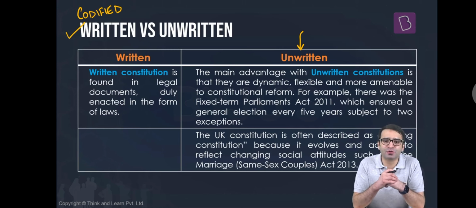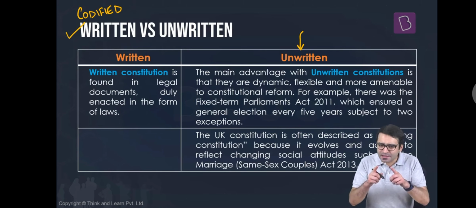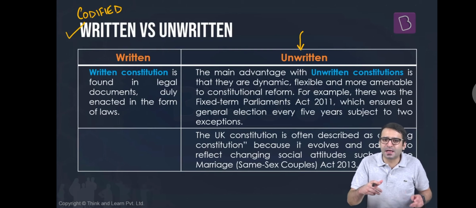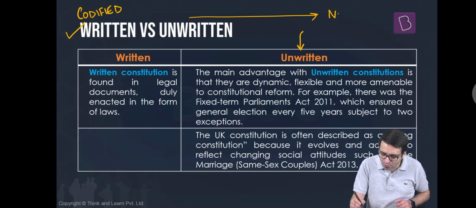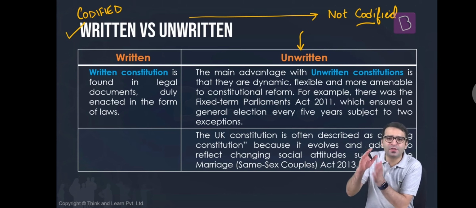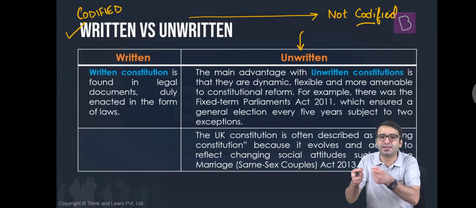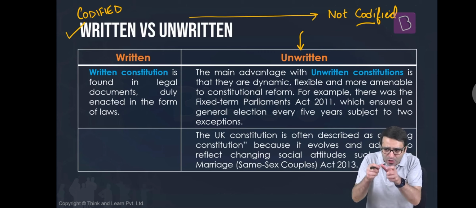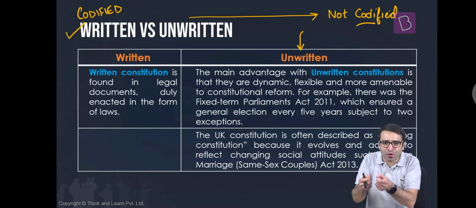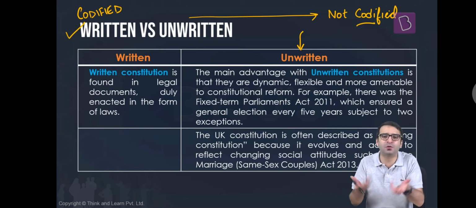Then there are some constitutions which are unwritten. For example, the Constitution of United Kingdom, Israel, New Zealand. We call these constitutions unwritten. That doesn't mean that laws in these countries are not written. It only means that laws are not codified into one single document. There is no single document which we can call the Constitution of United Kingdom, because the United Kingdom Constitution is unwritten: the laws are not written and codified into one single document.